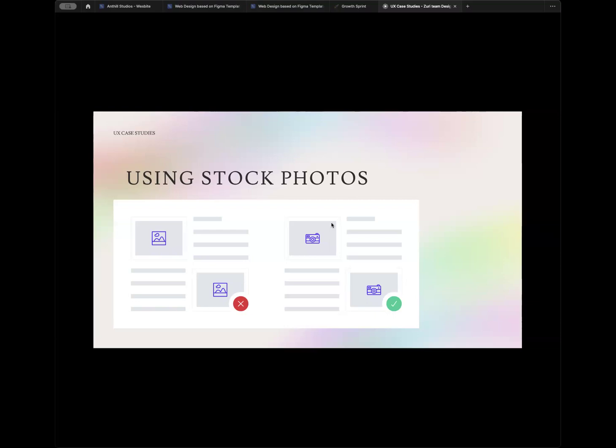And chances are when recruiters are scrolling through your case studies and they see stock photos, if you're unlucky, it would be a stock photo that they've seen before. So they know that you obviously did not do this one because they've seen it in somebody else's project.